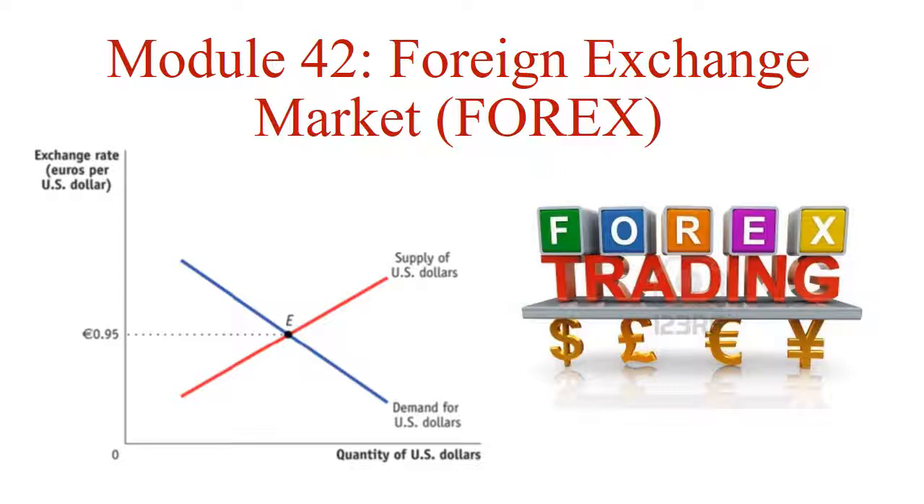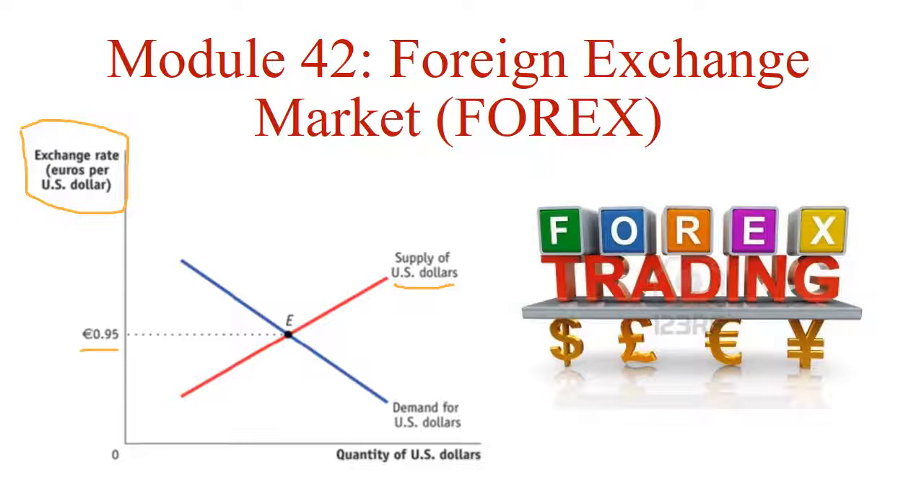So as you can see in this model here, it's a supply and demand model, but it's supply and demand of one currency, in this case US dollars, and the price of the currency is how much of another currency you would have to pay to exchange and get one US dollar. So we can see the exchange rate is the price, and that is in euros per dollar. This could be in any other foreign currency. 0.95 euros, and that's the symbol for euro, will buy you one US dollar.